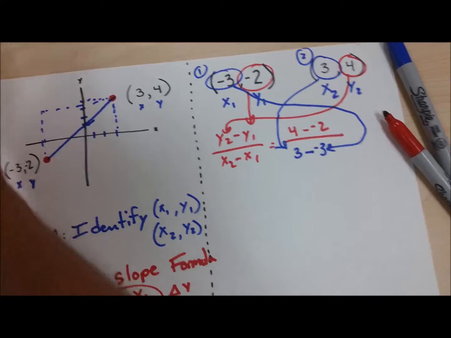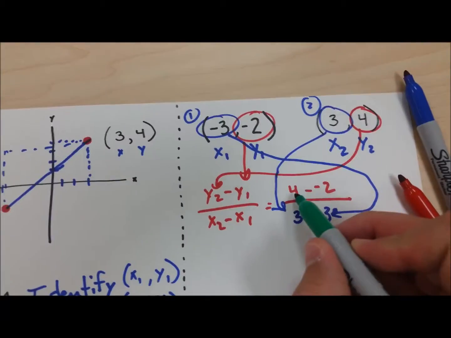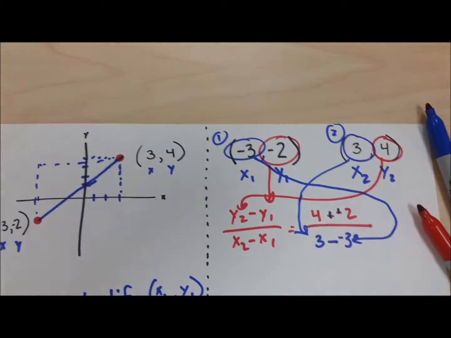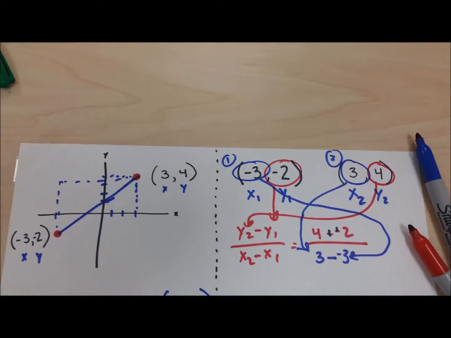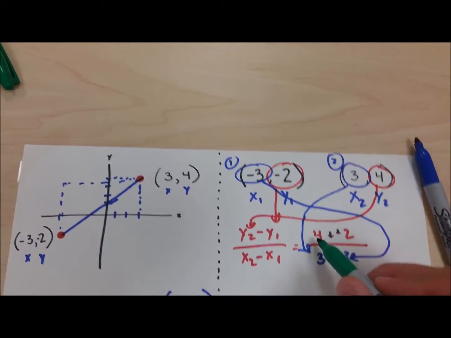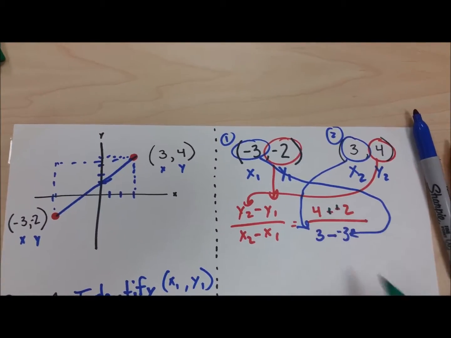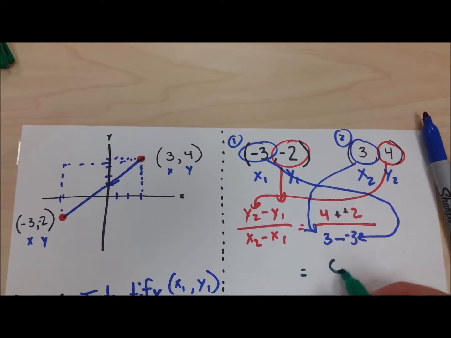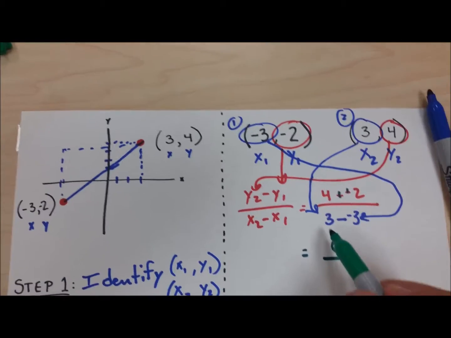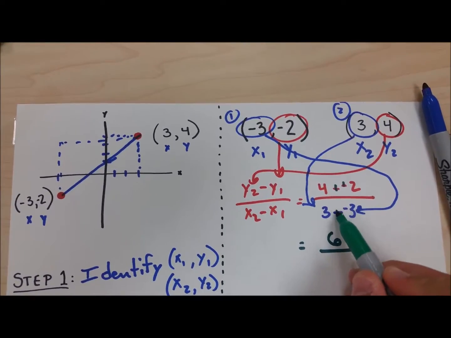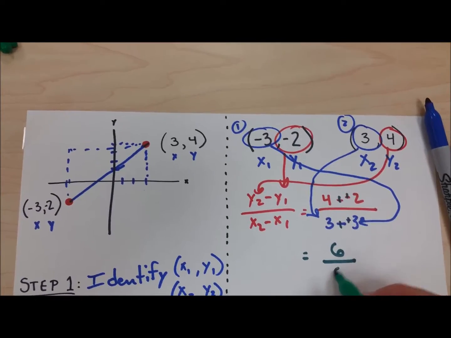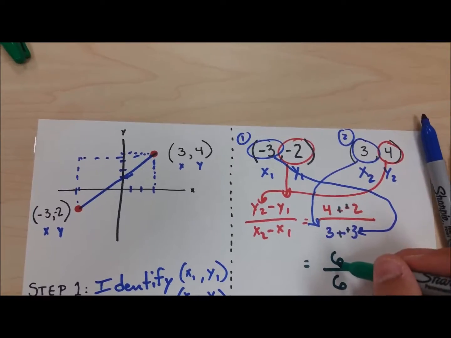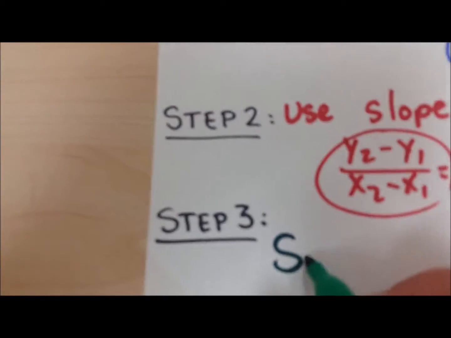And now how we're going to solve it is just solve it normally. So 4 minus -2 is just like saying 4 plus 2. A negative subtracted by a negative is just like adding a positive. So 4 plus 2 is 6. So this is equal to 6 over, and then we have 3 minus -3, just like saying 3 plus 3. So 3 plus 3 is 6 as well. So we have 6 over 6, and this brings us to step 3, which is just simplify.